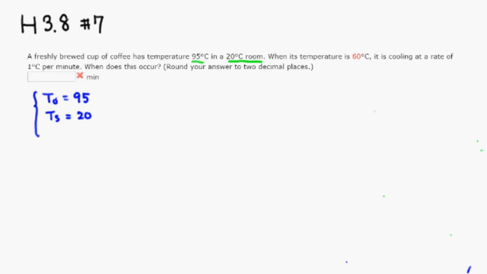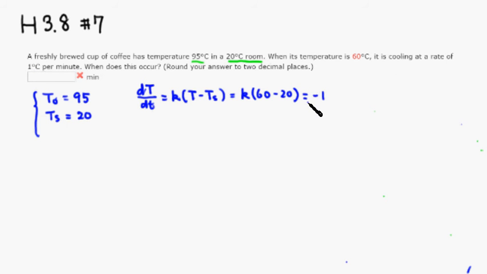Remember that the differential equation we were looking at was dT over dt, the rate of change of temperature, which is proportional to the difference between the temperature and the surrounding temperature. In this case, this is going to be equal to K, which we don't know, times T minus 20. When T is equal to 60, and the surrounding temperature is always 20, this is going to be 1 degree per minute, but it's cooling, so it's -1.